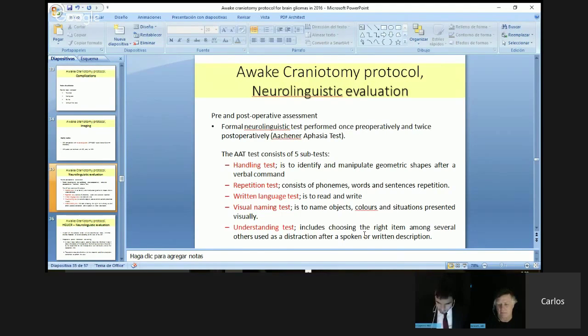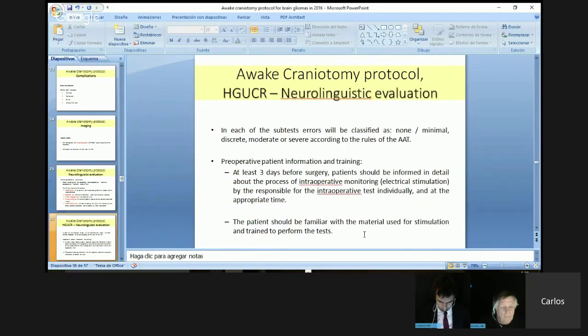They have 5 tests and a handling test to identify and manipulate geometric shapes after a verbal command. The repetition test consists of phonemes, words, and sentence repetition. The writing language test is to read and write. The visual naming test is to name objects, colors, and situations presented visually. The understanding test includes choosing the right item among several others used as distractors after a spoken or written description.